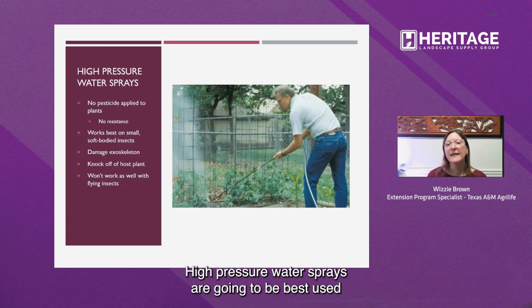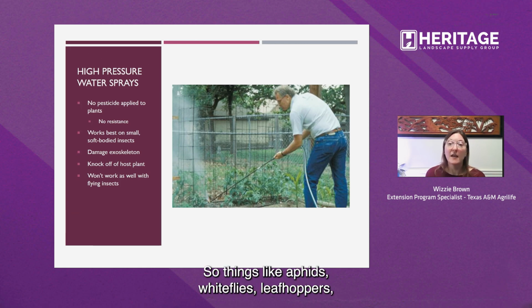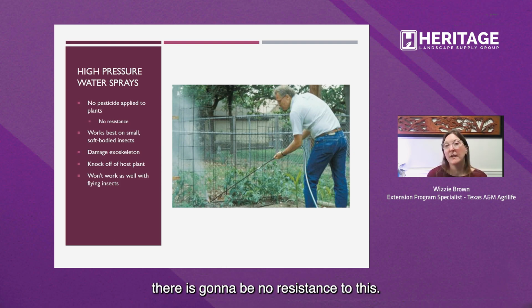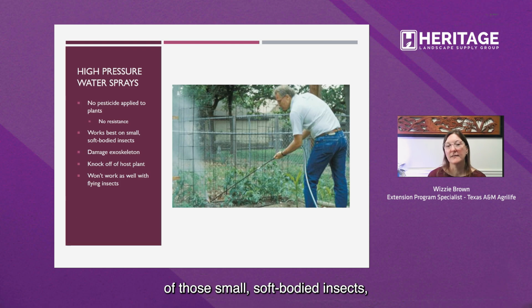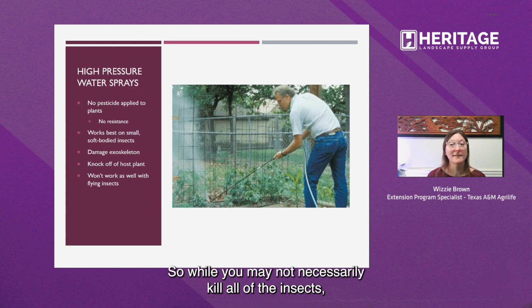High pressure water sprays are going to be best used against insects that are small and soft bodied. So things like aphids, whiteflies, leafhoppers, mealybugs, scale insects, all of those kind of plant parasitic insects. And since we are not applying any pesticide, there is going to be no resistance to this. So these are going to damage the exoskeleton of those small soft-bodied insects, and it will also knock them off the host plant.